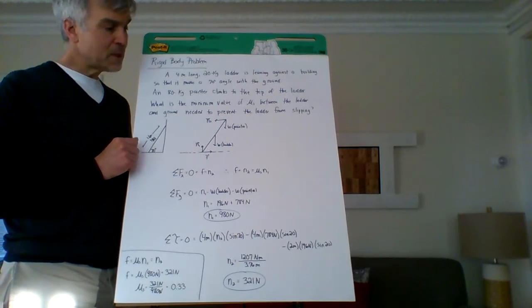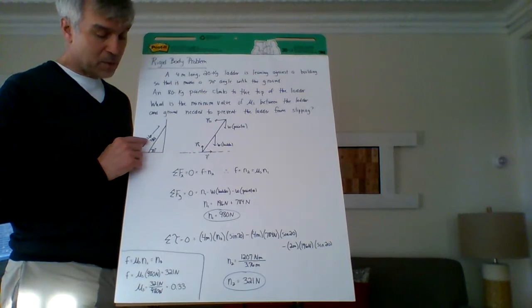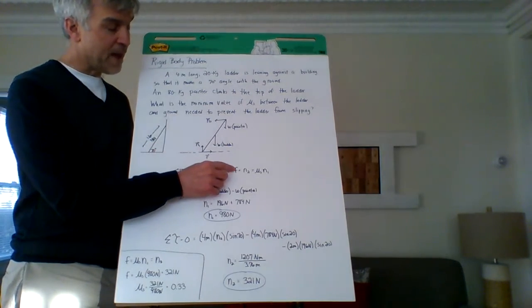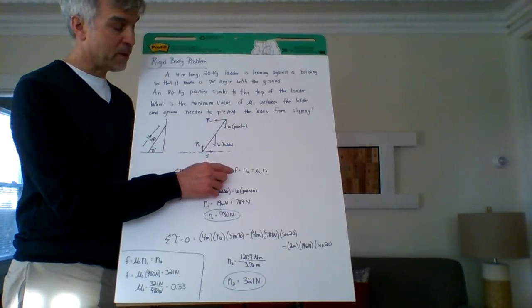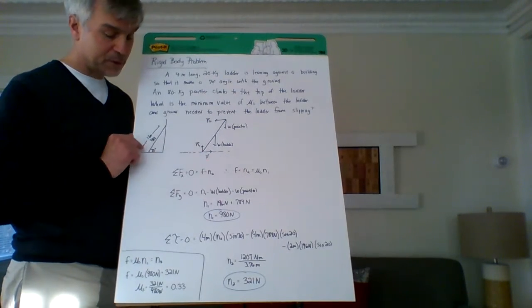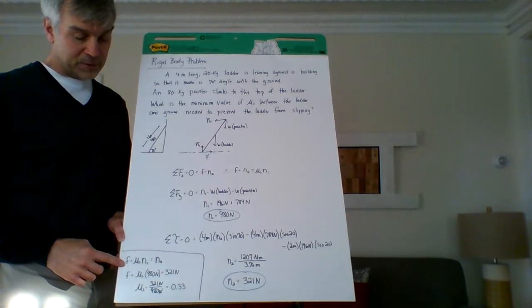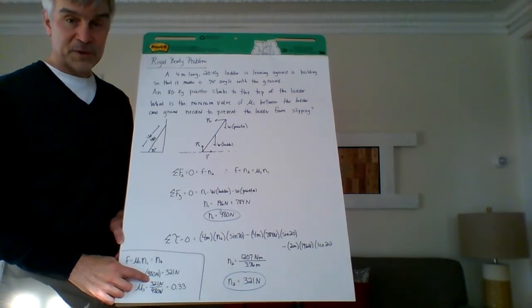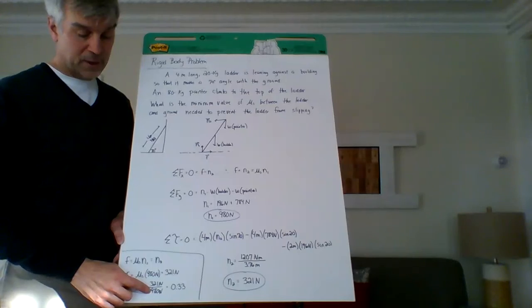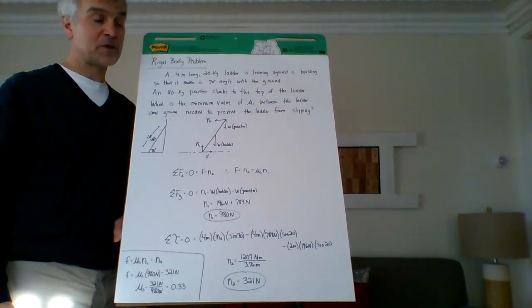Well, the coefficient of static friction is going to equal F over N1. Well, we already figured out that F is the same size as N2. So down here, I figured out the coefficient of static friction by taking N2, which is the same size as the friction force, and dividing by N1, and I got 0.33 for the coefficient of static friction.